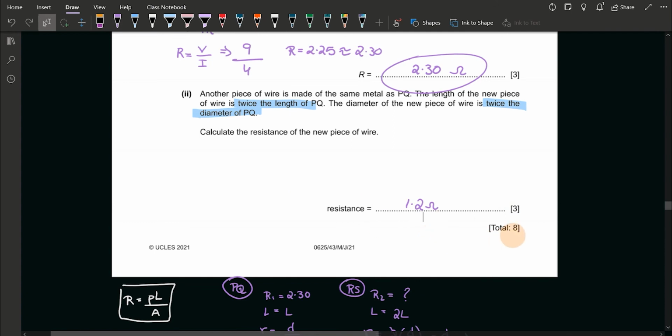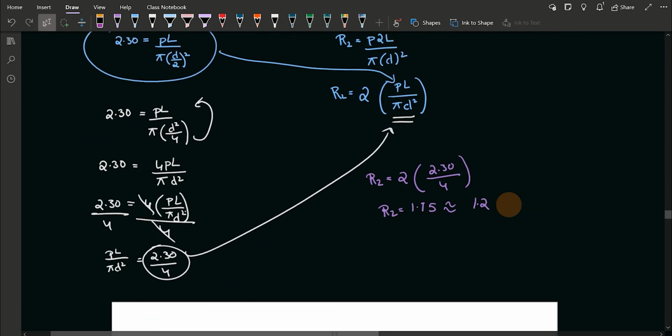I know this is a lengthy part for 3 marks, but you have to do this. Just watch the video again if you didn't understand. Try doing it by yourself and hopefully you'll get it. And we're done with this question.